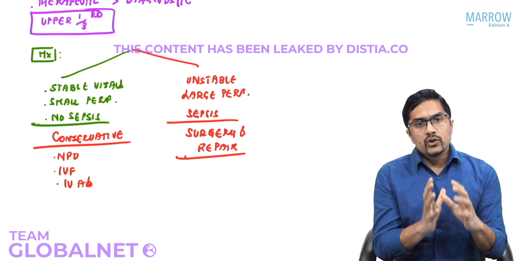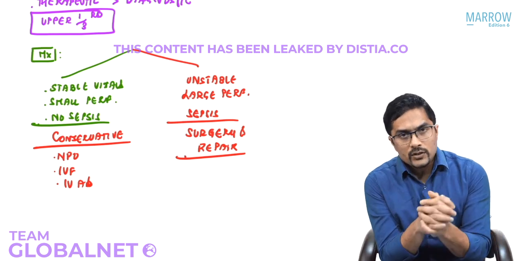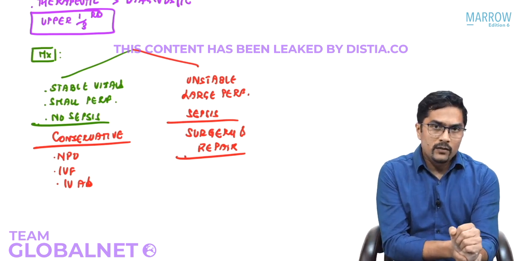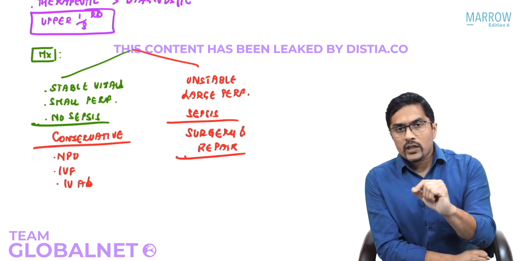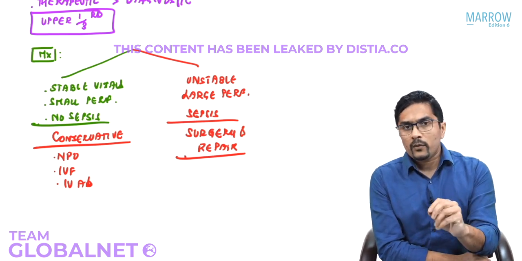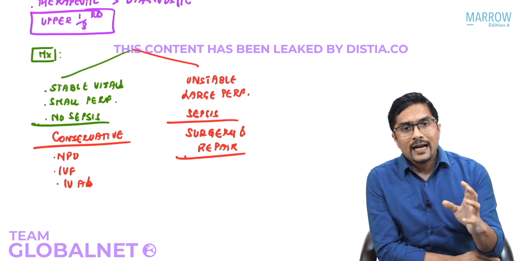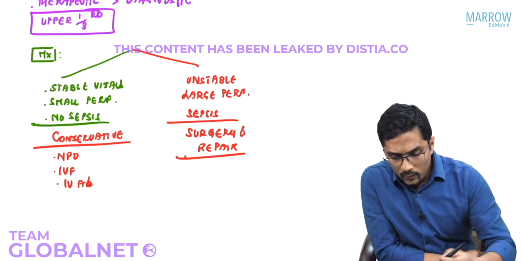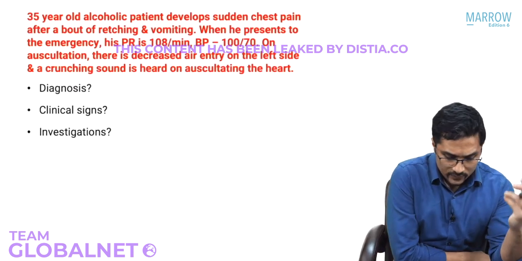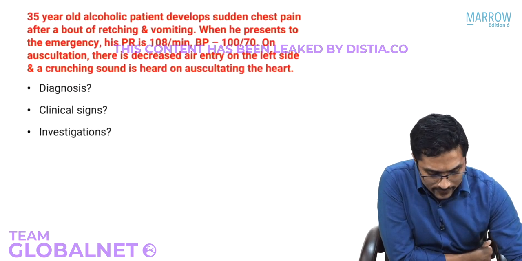Usually iatrogenic perforations are small and they tend to do well. The other perforation is Boerhaave syndrome, that is spontaneous esophageal perforation, and that occurs in the lower 1/3 of the esophagus. Let's look at the next scenario.